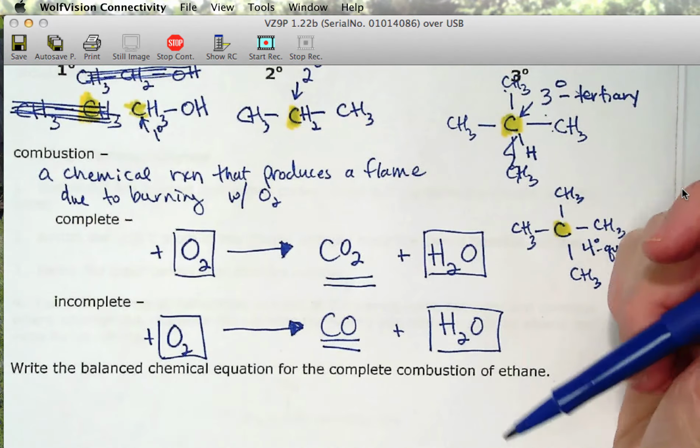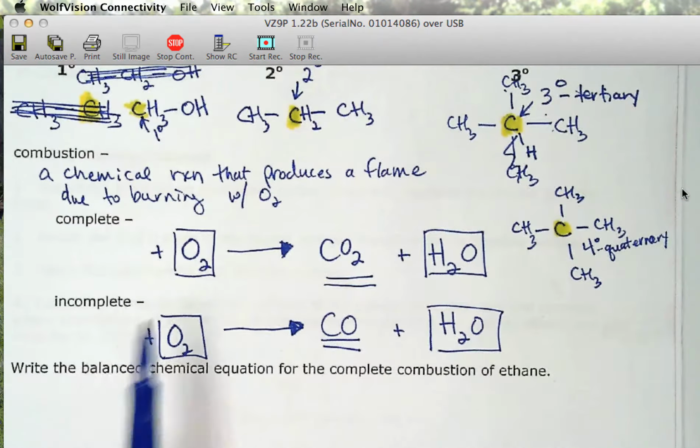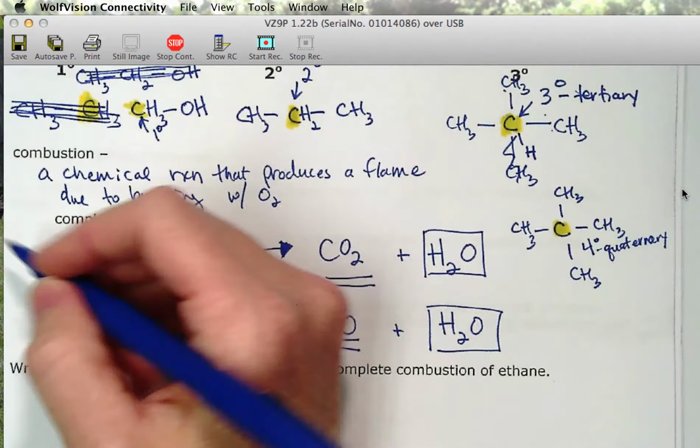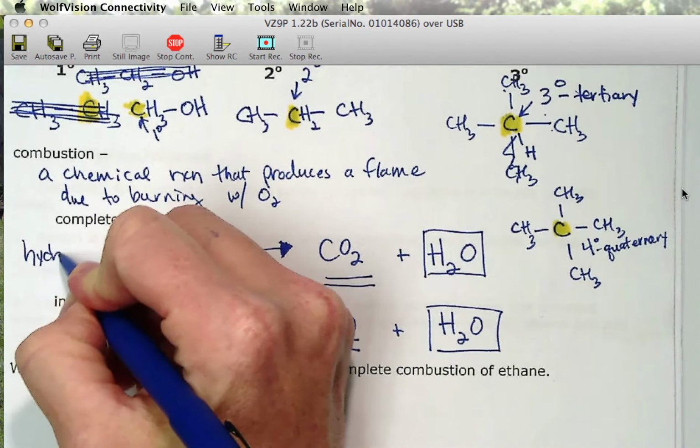So, with both complete and incomplete combustion, you will be given some sort of hydrocarbon.